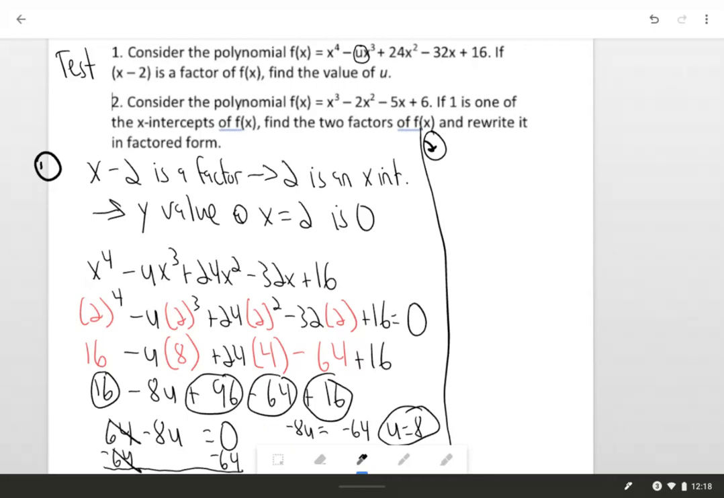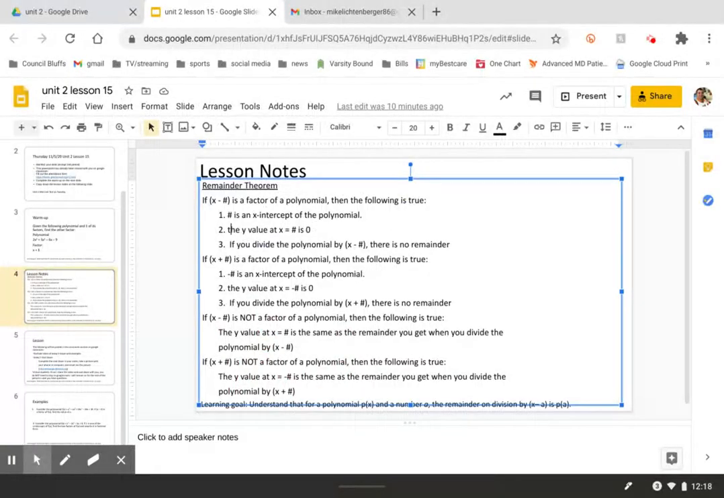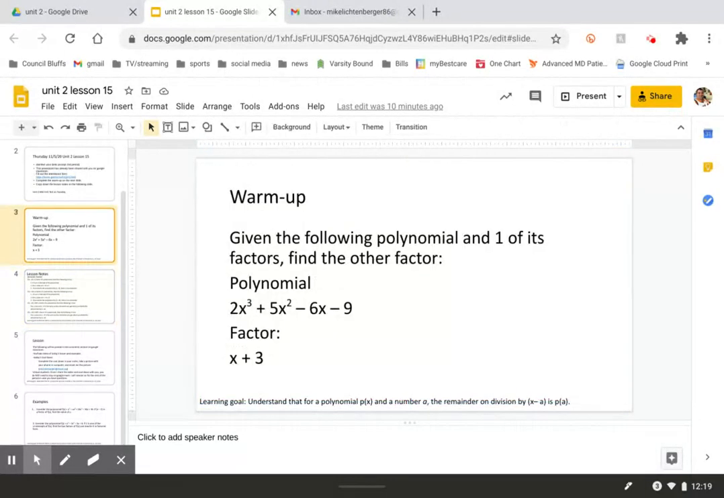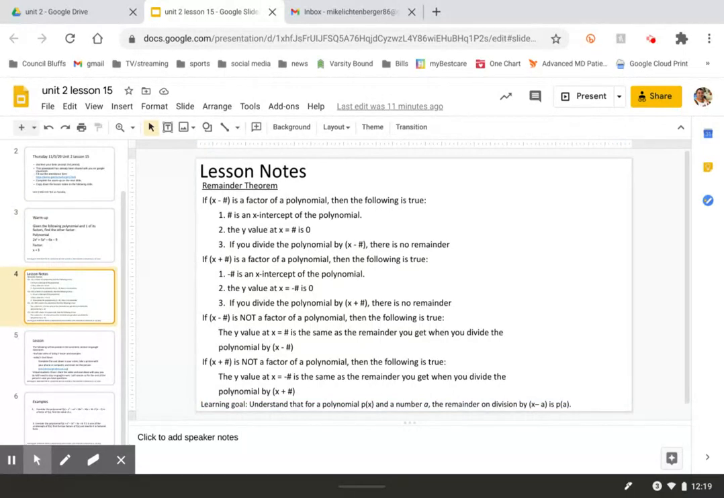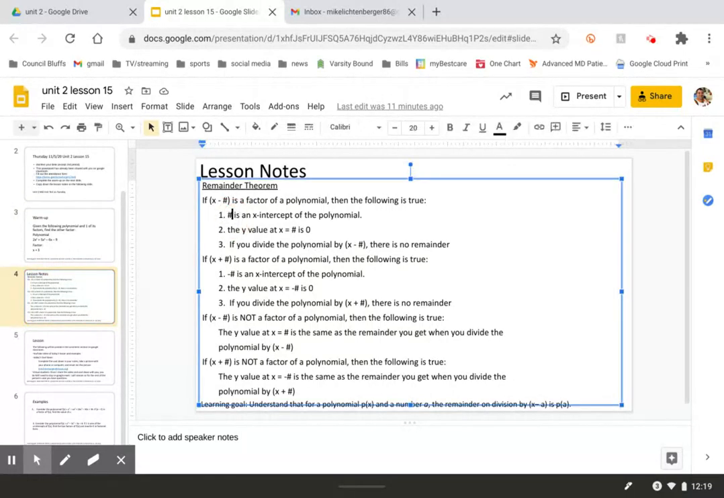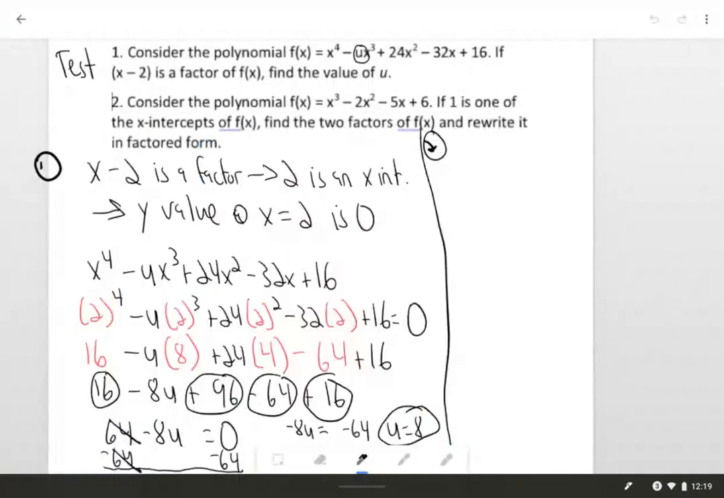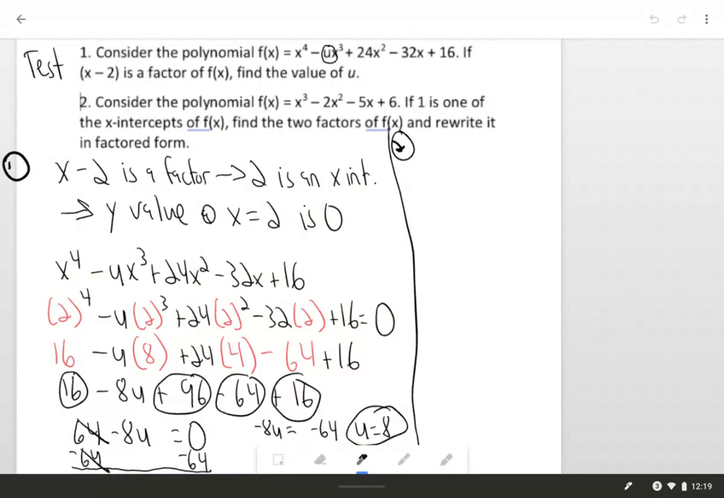Okay. So this is in our lesson notes. It's also something we've learned before. Again, in this case, I know that the number 1 is an x-intercept. So if 1 is an x-intercept, then I automatically know that one of its factors is x minus 1. So let me write that down here because it's important to realize.